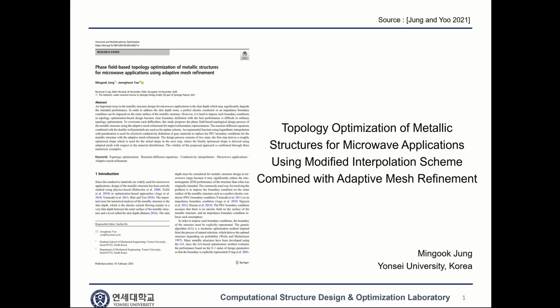My name is Mingguk Jung and I'm a PhD candidate studying in the Computational Structure Design and Optimization Laboratory at Yonsei University. We will briefly talk about what topology optimization is, what makes it difficult to topologically optimize metal structures for microwave applications, and how to resolve it based on the paper published in the journal Structural and Multidisciplinary Optimization.